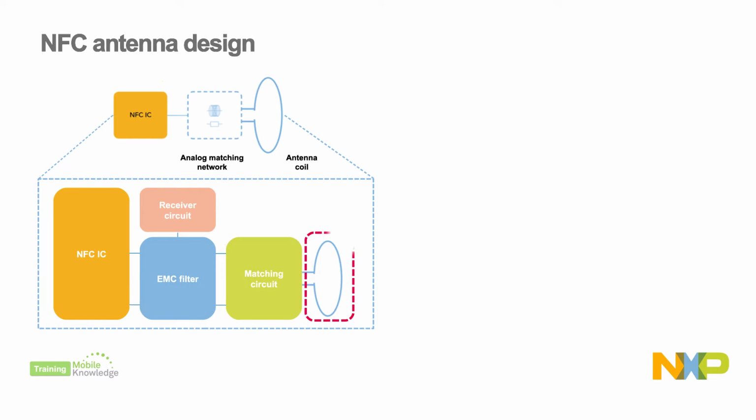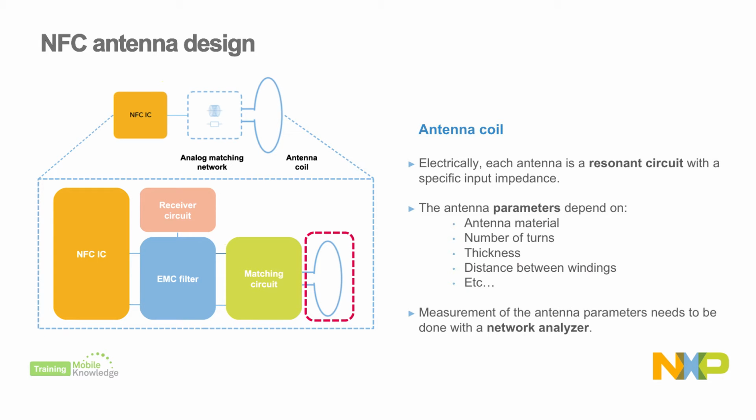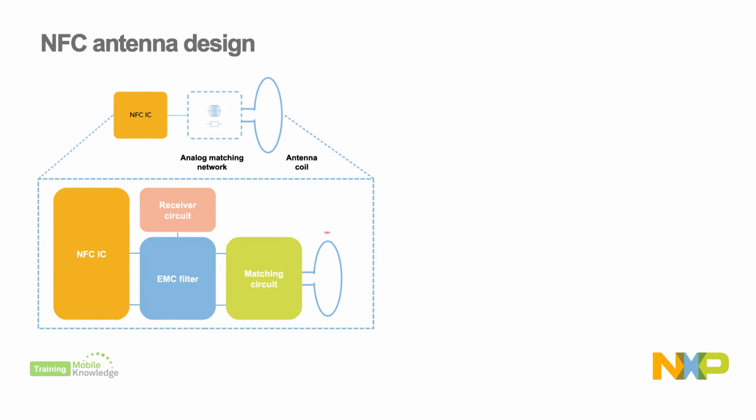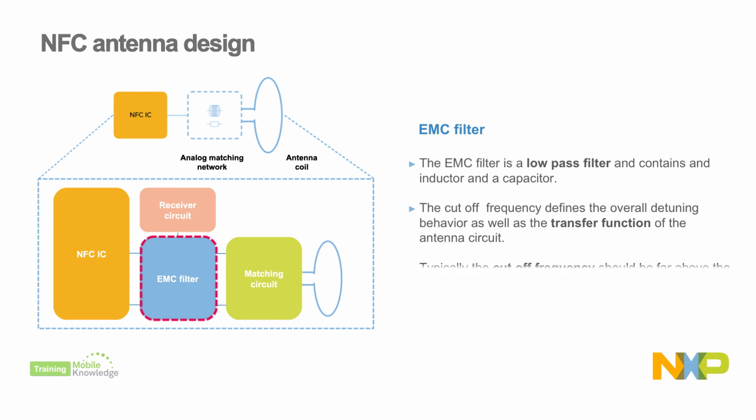Electrically, each antenna is a resonant circuit with a specific input impedance. The specific antenna parameters depend on the antenna material, number of turns, thickness, distance between windings, etc. The antenna input impedance must be measured with a vector network analyzer. The EMC filter is a low-pass filter aimed at eliminating harmonics, reducing noise, and complying with EMC regulations.